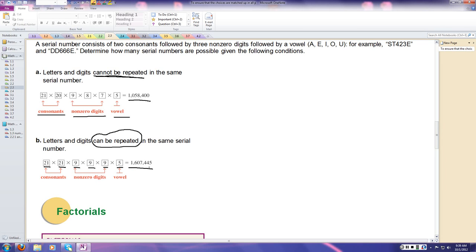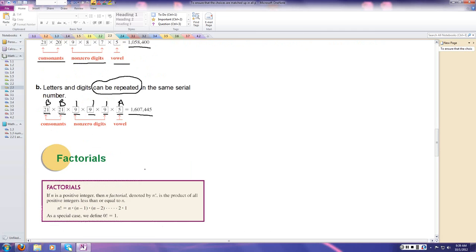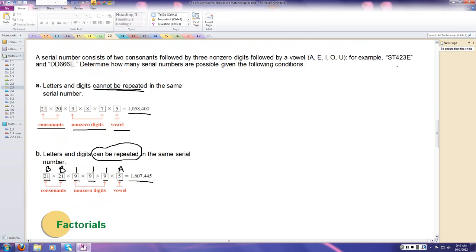So you can see that this is larger. When they can be repeated, generally it's larger because you could have something like B, B, 1, 1, 1A. And up here, you couldn't have that because they couldn't be repeated. So this would not be in one of the cases. When it can be repeated, it looks something like this. When it can't, you would have something like this. So these are how many serial numbers are possible.